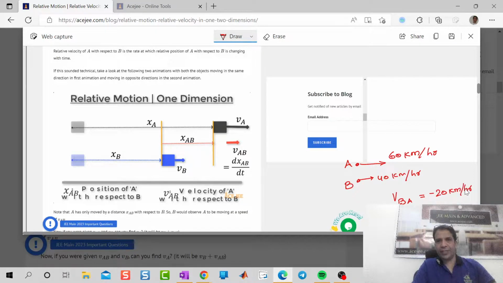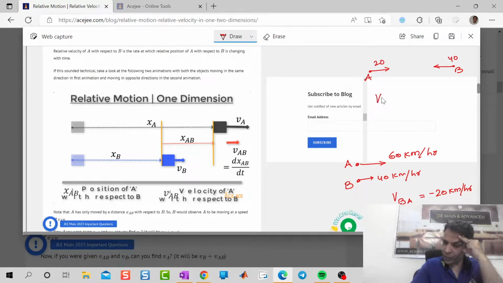In other words, A will say that actually B is moving in the other direction, towards the left, with respect to it. Okay. Now let's say the two are moving in opposite directions. This is A, this is B, this is 40, this is 20. What is the relative velocity of A with respect to B? Or forget that. Let's talk about the velocity of B with respect to A. So Manan, what is that number, beta?